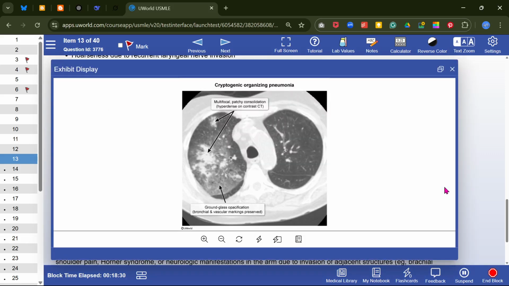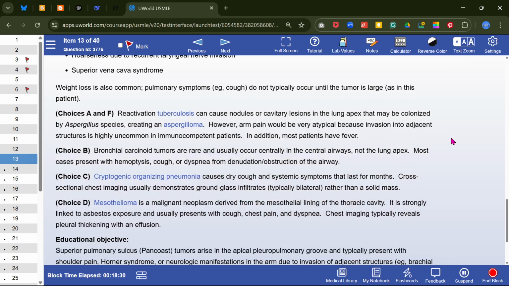Cryptogenic organizing pneumonia. Look at the picture. There is multifocal patchy consolidation on contrast CT and ground glass opacification. It causes dry cough and systemic symptoms that last for months. Cross-sectional imaging usually demonstrates ground glass opacity, typically bilateral rather than a solid mass.